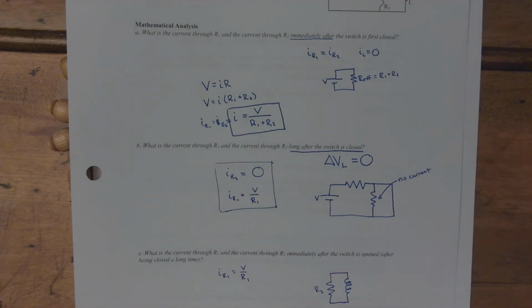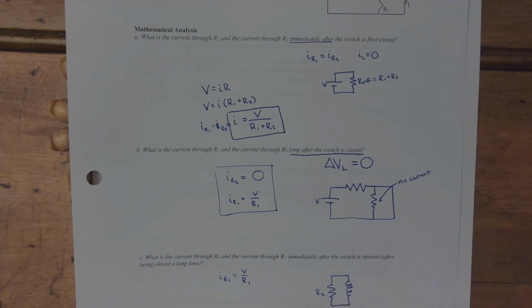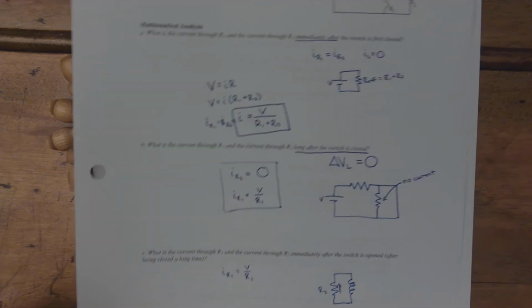Now that must also be the current that's going through this resistor, because if that's going through the inductor, it has to go through resistor 2. The only thing that you might want to indicate in your answer is that now the current's going this way through the resistor.